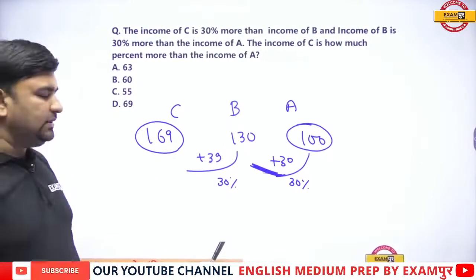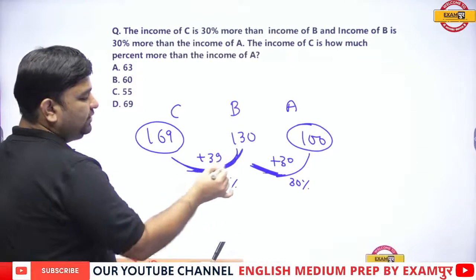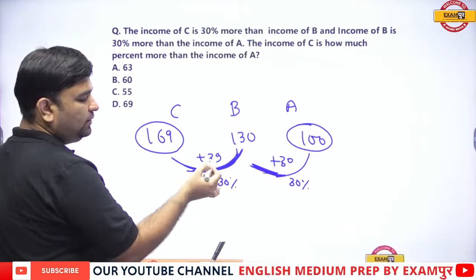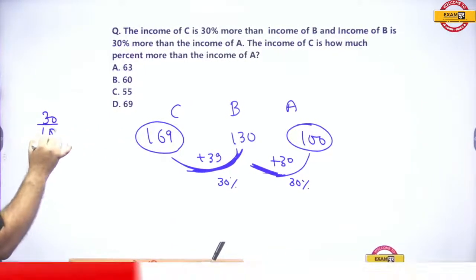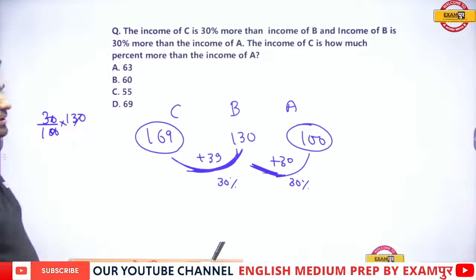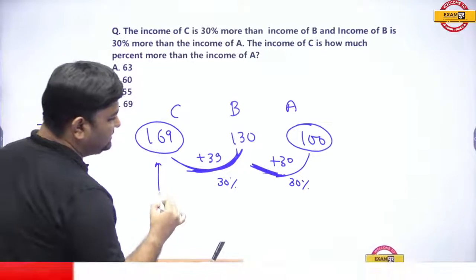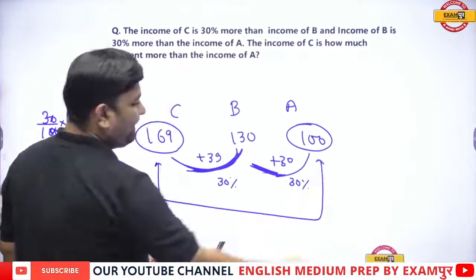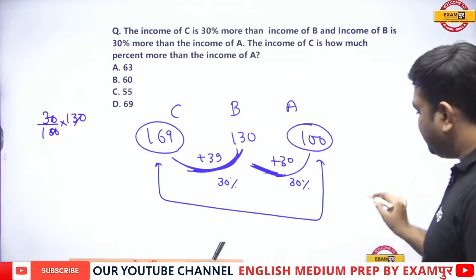Income of C is again 30% more. So 30% of 130 is 39. So it will become 169. So income of C is how much more than A? It's 69 more.